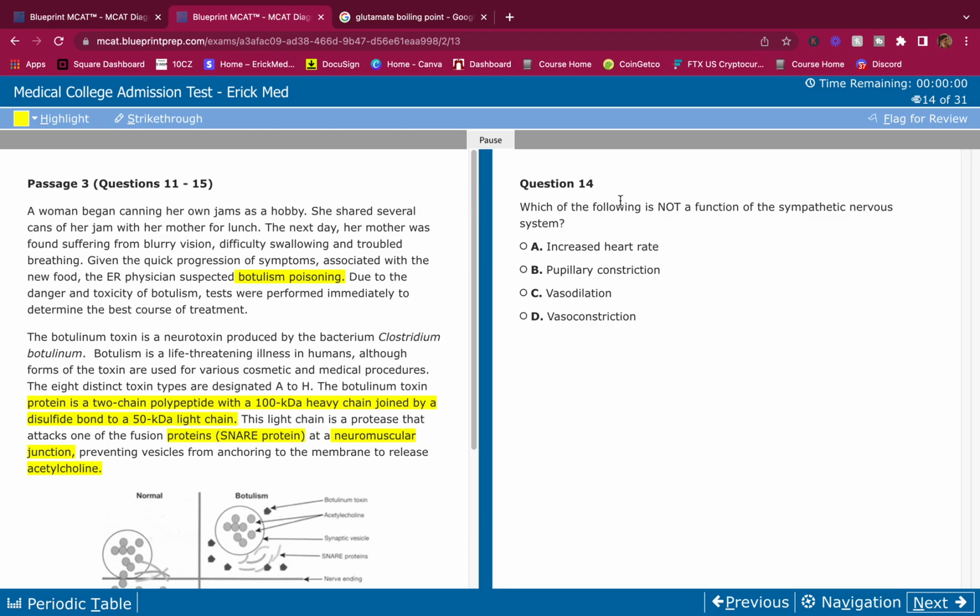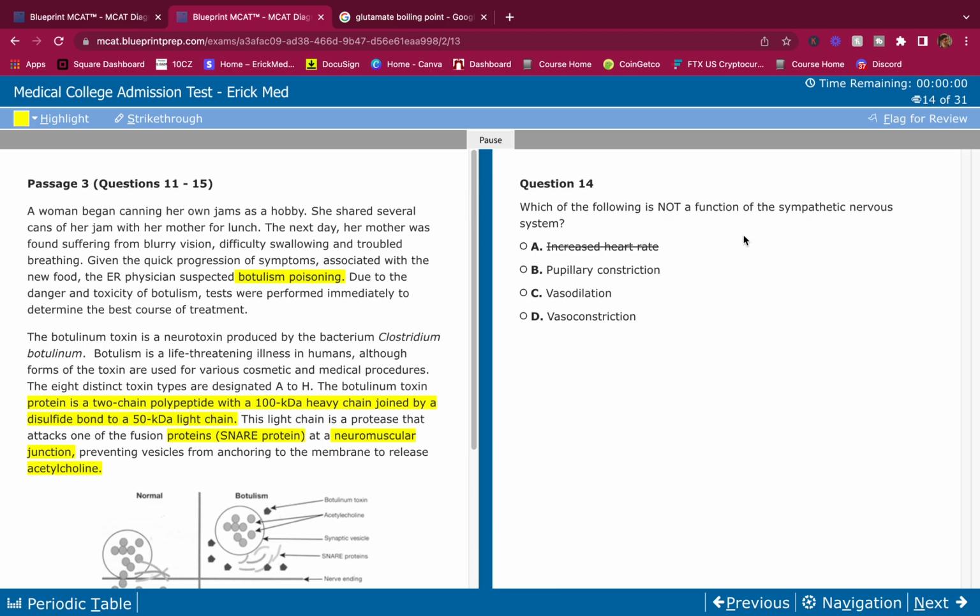Which of the following is not a function of the sympathetic nervous system? Easy stuff, guys. Come on. You said the MCAT's hard. Increased heart rate obviously is a function of the sympathetic nervous system. You should know that. Pupillary constriction, that is not.